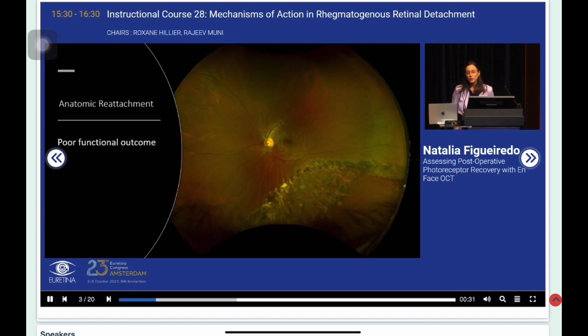I'm going to start with a real case. A patient comes to your office presenting with a successful anatomic reattachment after a macula-off rhegmatogenous retinal detachment. The retina looks great and it's fully attached, but the functional outcomes, including visual acuity, are reduced and the patient is unhappy. So let's look deeper.